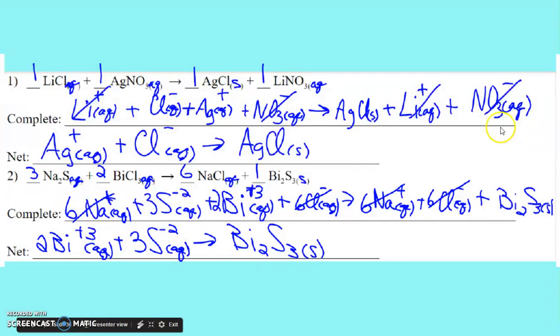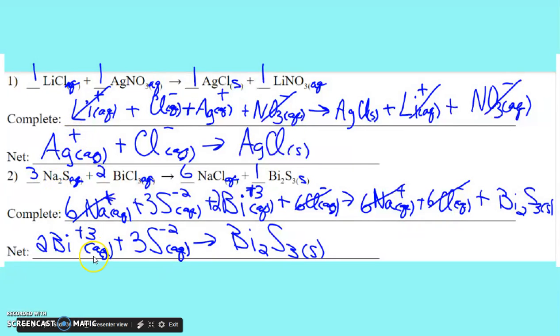So that's what we mean by complete ionic equation versus a net ionic equation. And you'll see the net just has the silver plus the chlorine giving me silver chloride. So really, this is the balanced equation. This is the complete ionic equation, and this is the net ionic equation. This is really what's showing me what's happening. The rest of the stuff is just there as spectators.